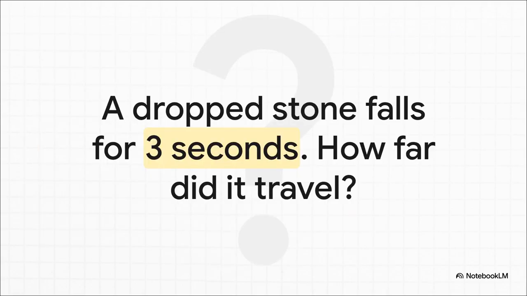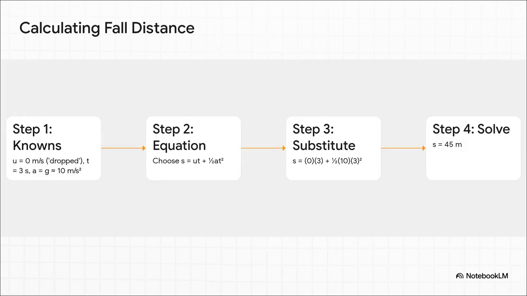Okay, so let's use that. Imagine you drop a stone. If it falls for exactly 3 seconds before it hits the ground, how far did it actually fall? This is a super classic freefall problem. We're going to follow the exact same process. First, what do we know? The word dropped is another key clue. It means the initial velocity, u, is 0. We know the time, t, is 3 seconds. And we know the acceleration, a, is just g, which we're calling 10. We're looking for the distance, s.